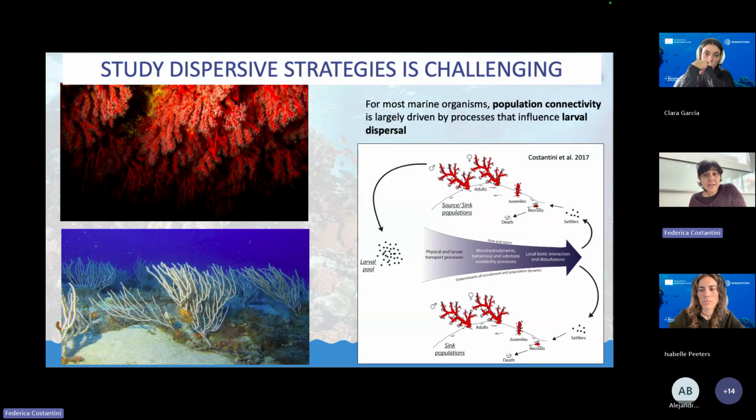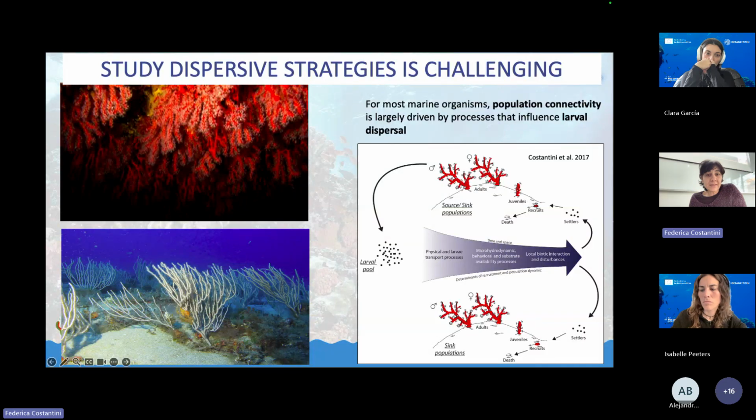So the structure and the dynamics of the population are linked to the first phase of the life of these species. It therefore becomes essential to reduce the disturbances that larvae may experience during the dispersal phase and to strengthen the connection between source and sink populations.